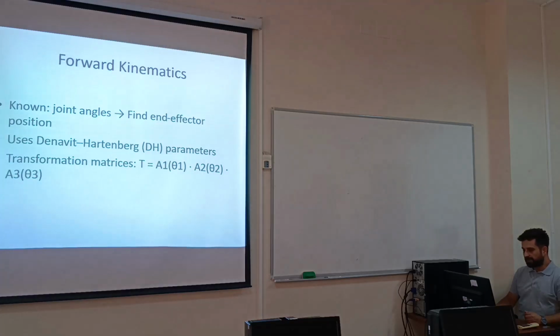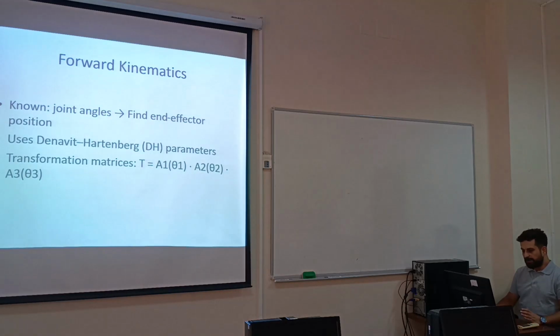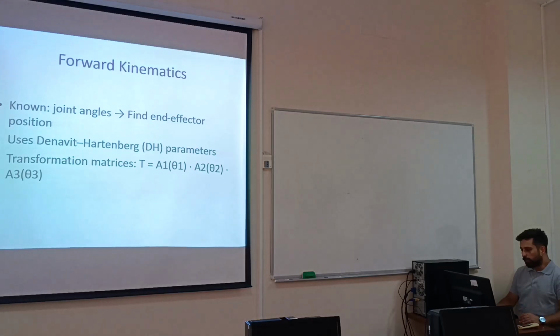Kinematics in robotics addresses the motion without regard to forces or torques. It answers two critical questions. First one is the forward kinematics: if we know all the joint angles, where exactly is the end effector located in Cartesian space? Inverse kinematics: if we know the desired position of the end effector, what should the joint angles be to reach that position? Forward kinematics is generally more straightforward.